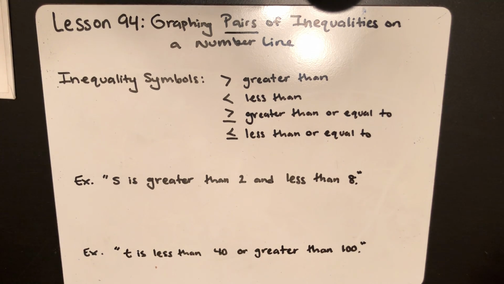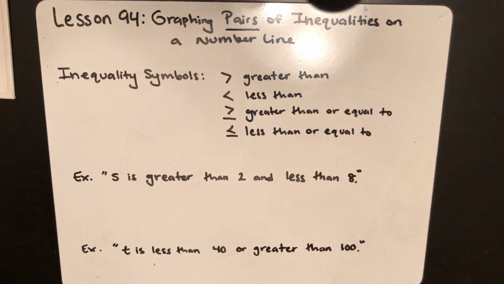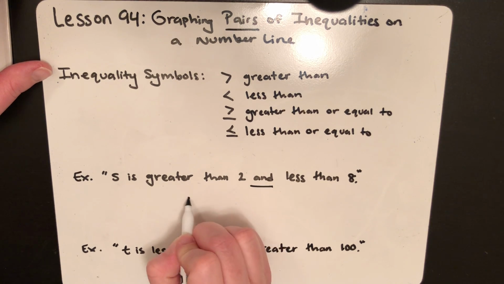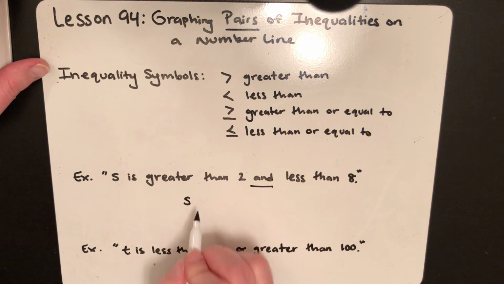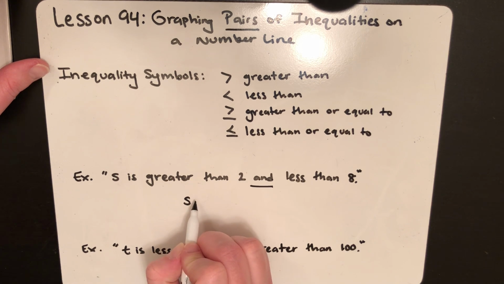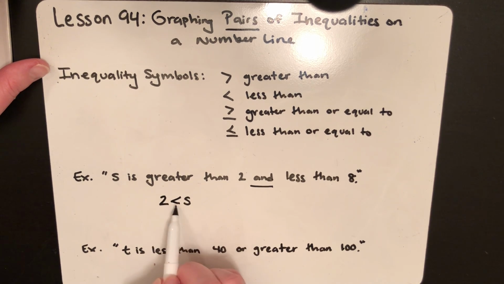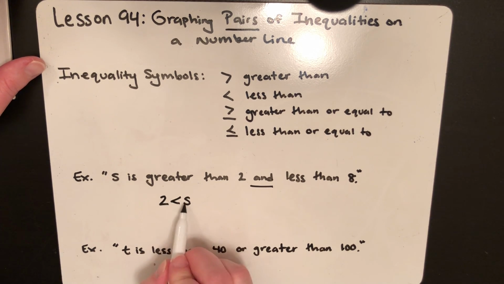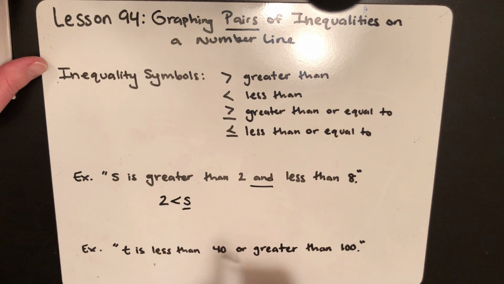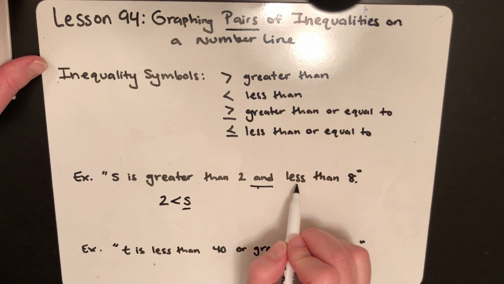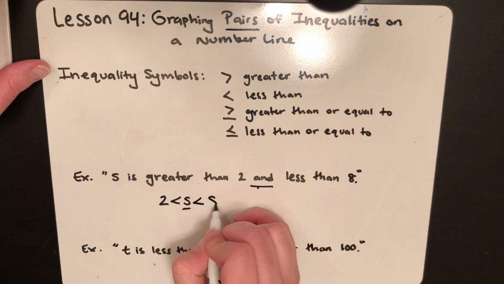So there are two types of questions that you will see in this lesson. The first one would be something like S is greater than 2 and less than 8. When we have this "and" here, that means that we can put our variable in the middle. We want S to be greater than 2. We can also read this as 2 is less than S, but usually we start with the variable and read that way. So S is greater than 2. And we want S to be less than 8. So S is less than 8.